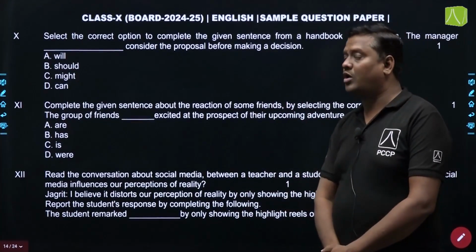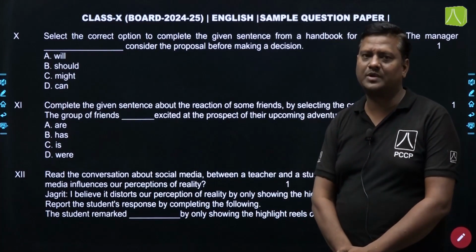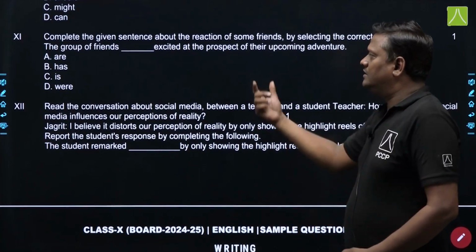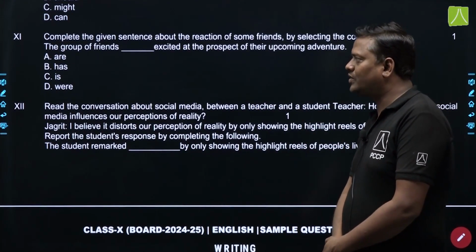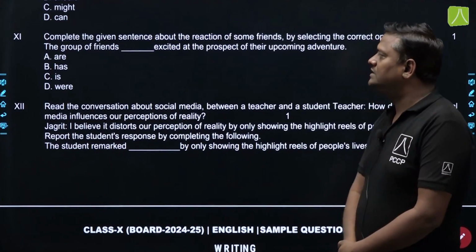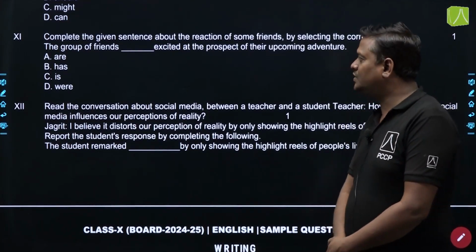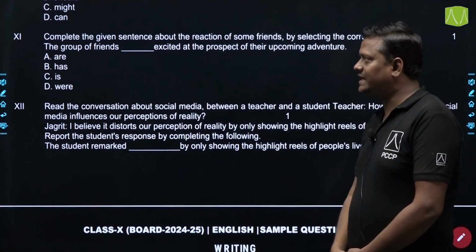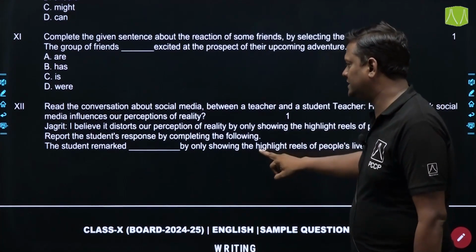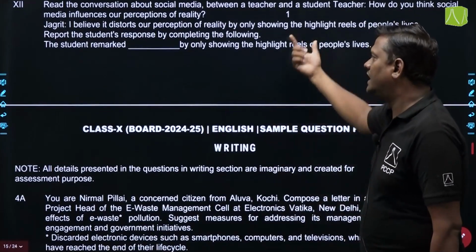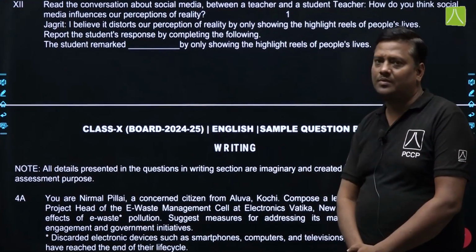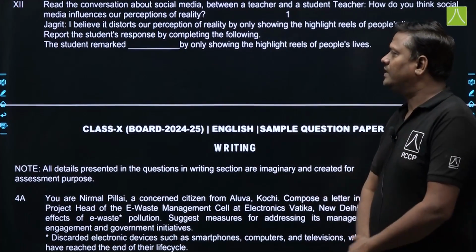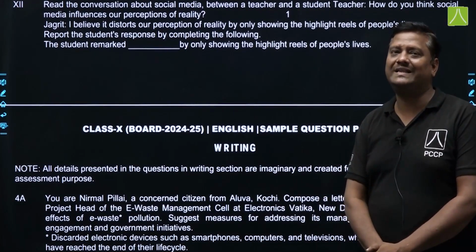This question is related to modals. Modal auxiliary is the 5th topic of our grammar section. For the group of friends is, are, has or were, this is a problem of subject verb agreement. We are to fill the correct form of verb according to SVA. It's an objective question. Again we are having a dialogue completion question, reported speech. So, in this manner we are given 12 questions of grammar, and we have to solve any 10.